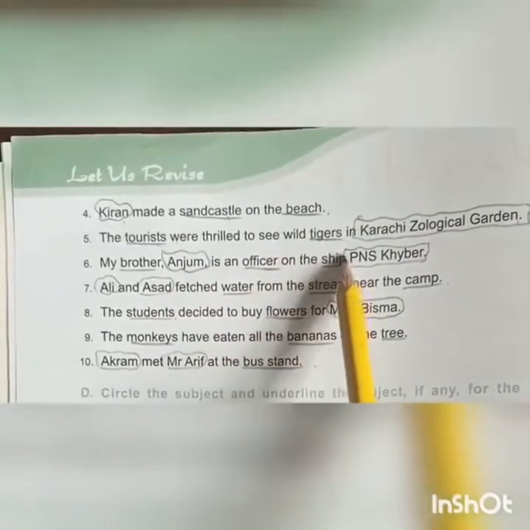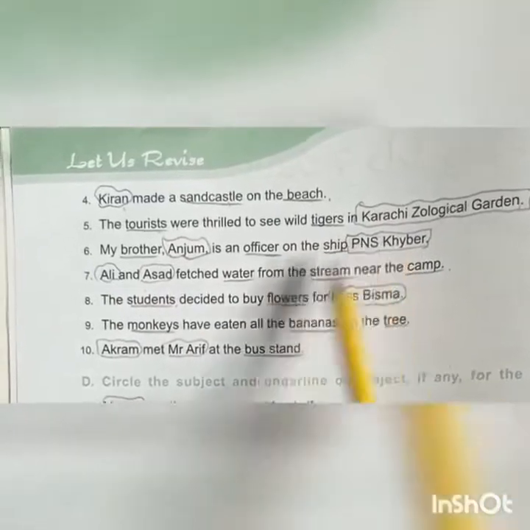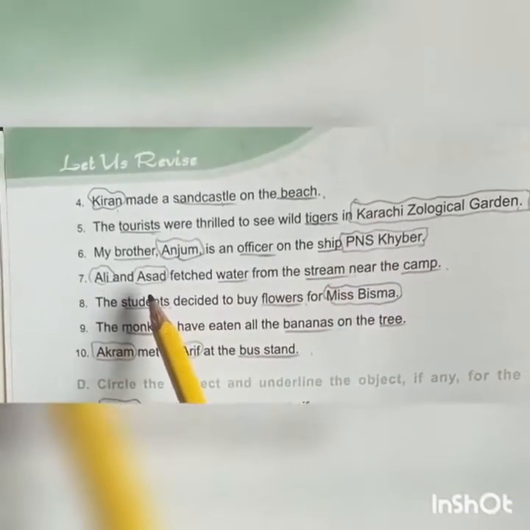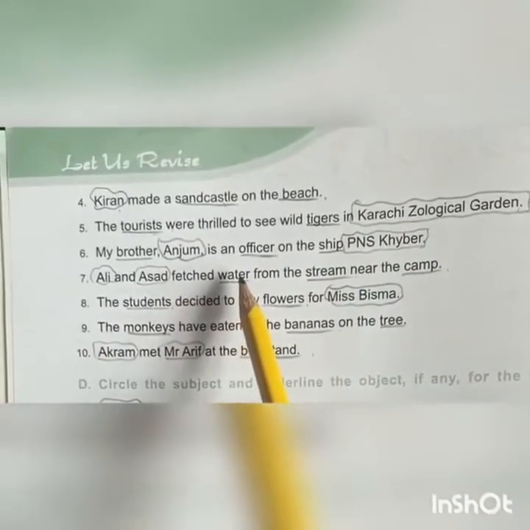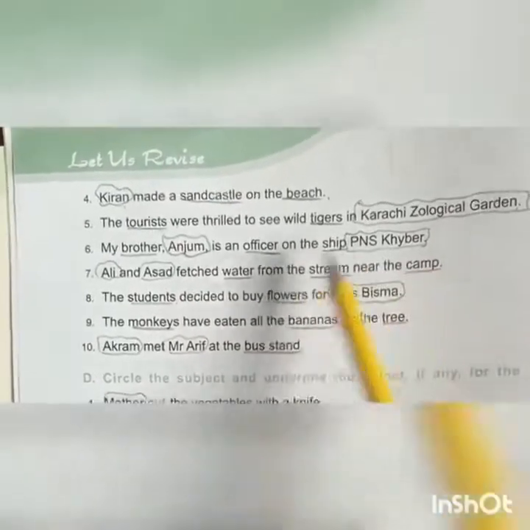Officer common noun, ship common noun, PNS Khyber, that is a proper noun. Ali and Asad are proper nouns. Fetched water, that is a common noun. From the stream, common noun. Near the camp, common noun.